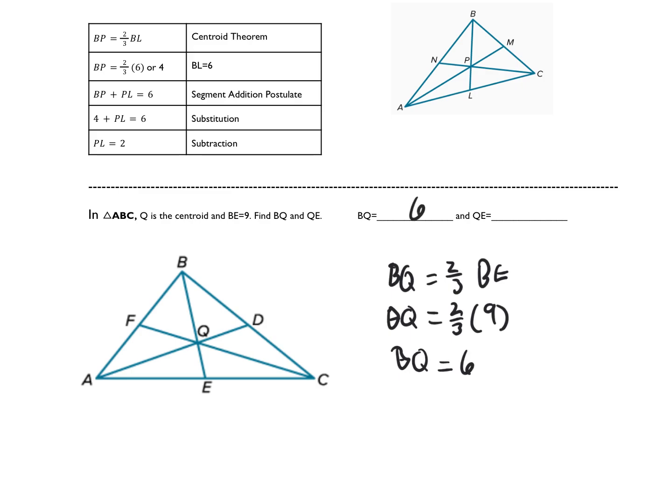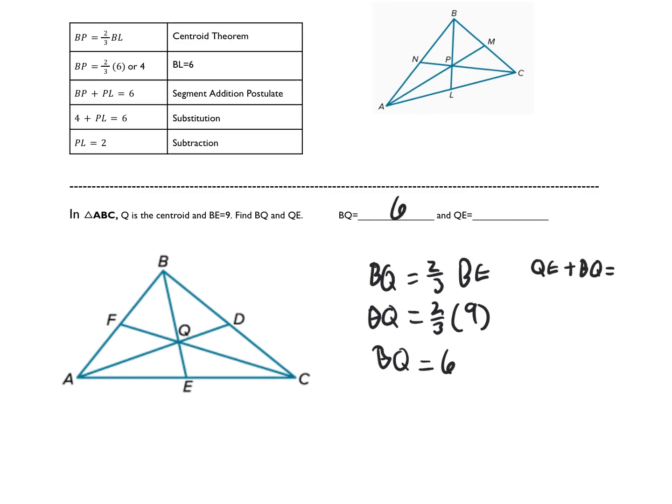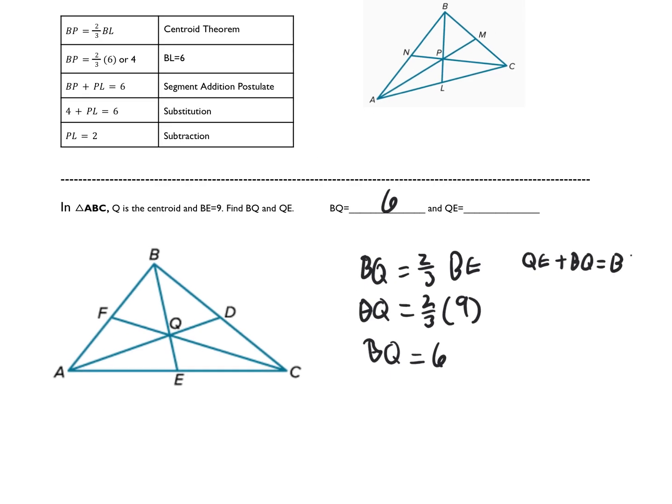Now, QE plus BQ equals BE. That's the segment addition postulate. So I can substitute in what I know. I know that BQ is 6, and I know BE is 9. So if I subtract 6 from both sides, I get that QE is 3. So that's really all there is to this, knowing that 2/3.